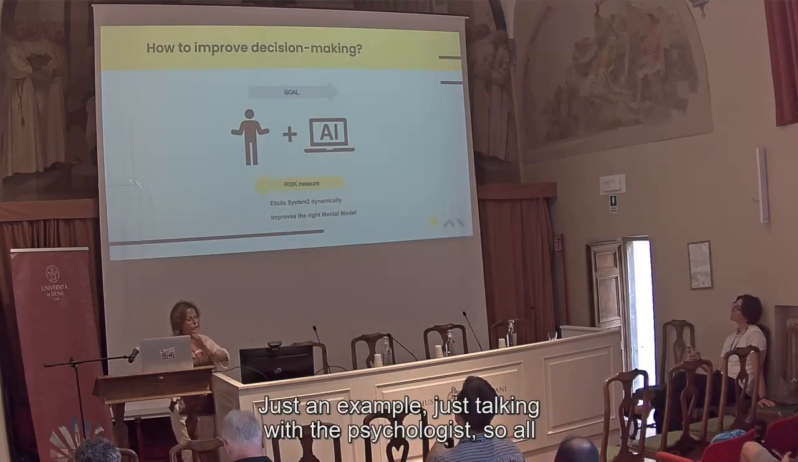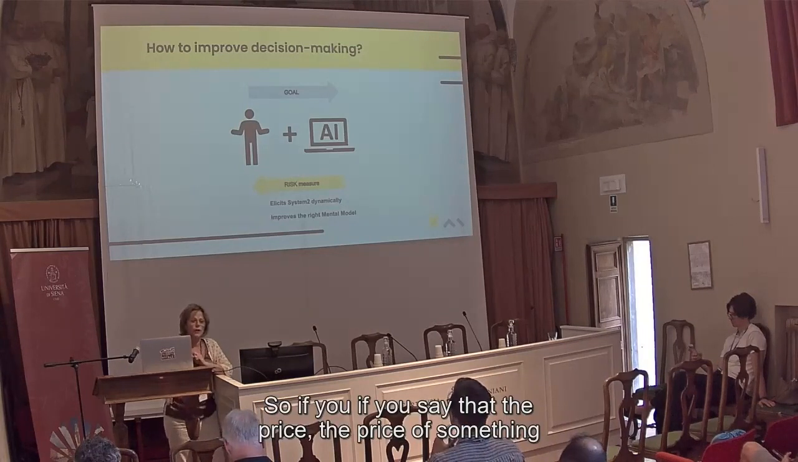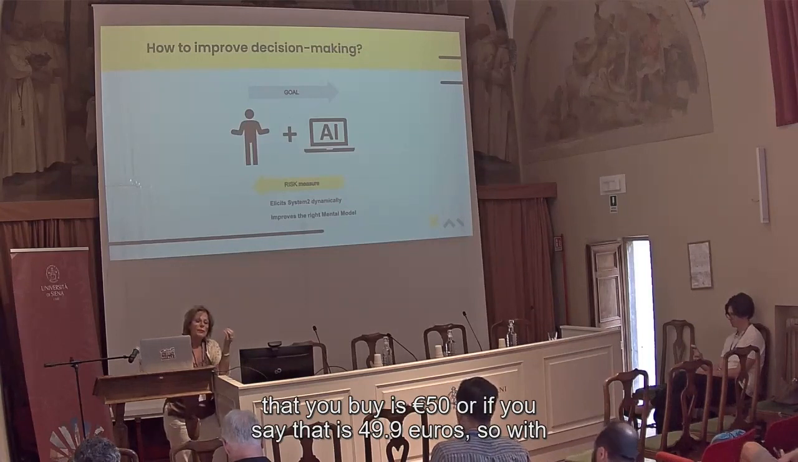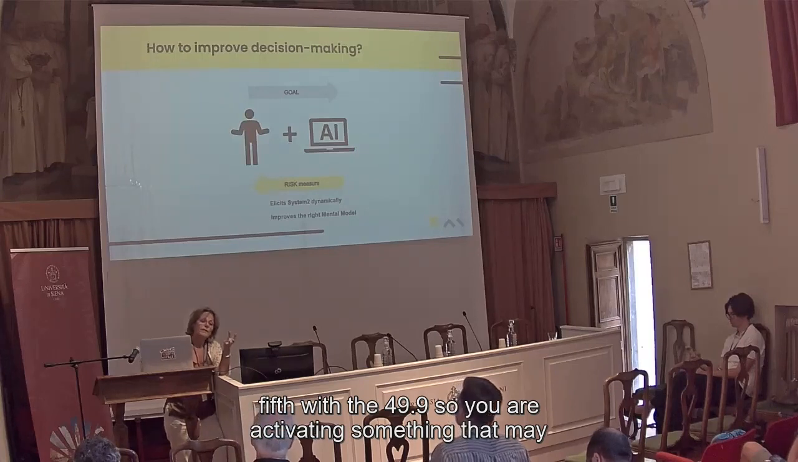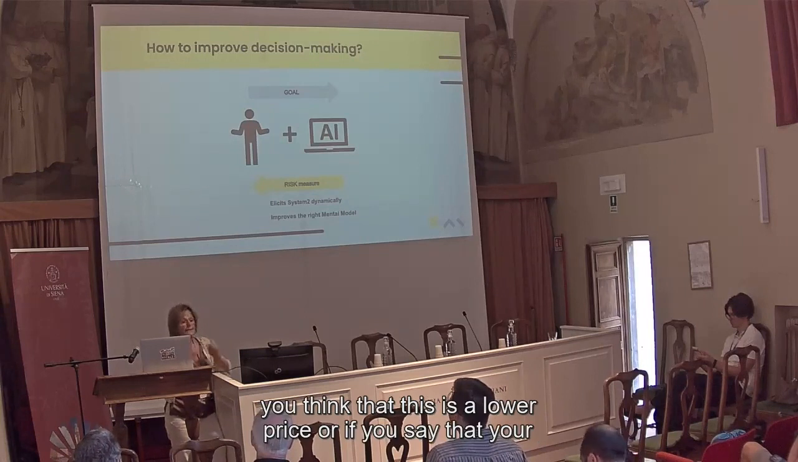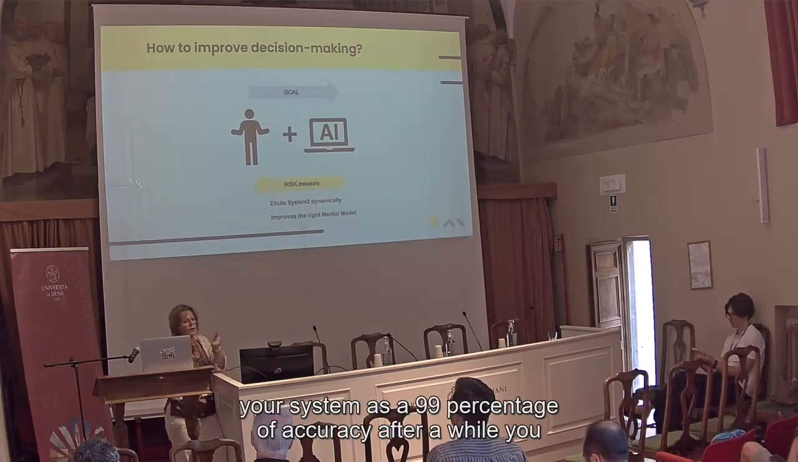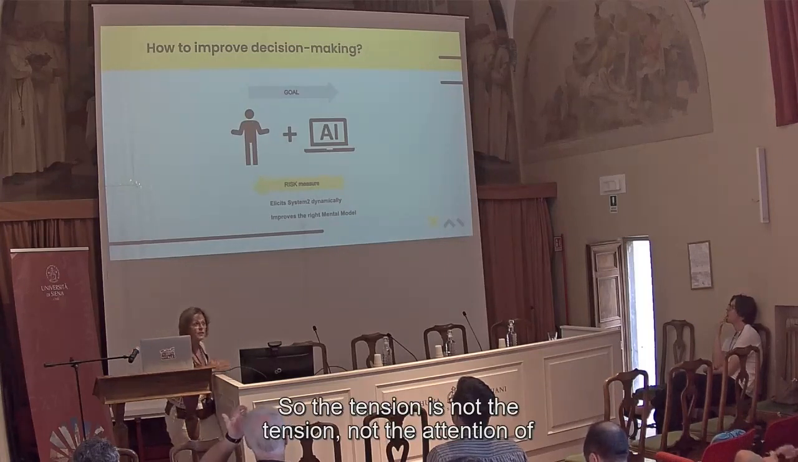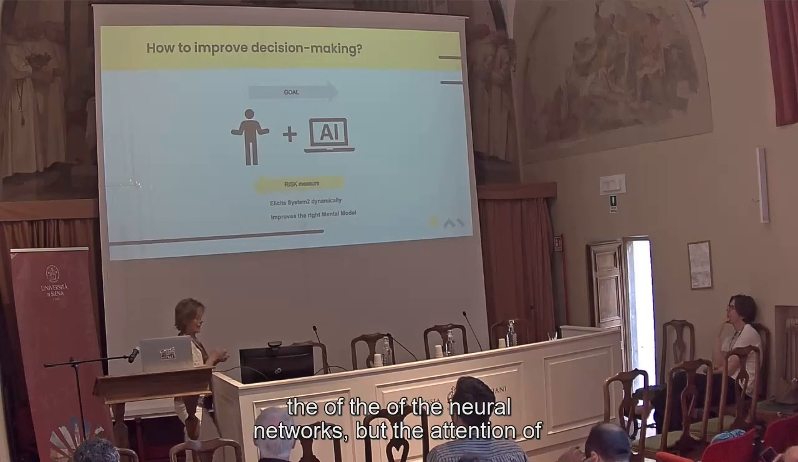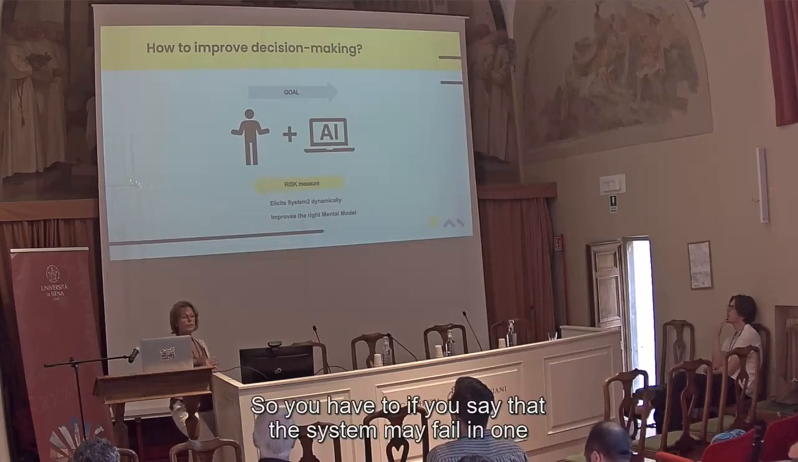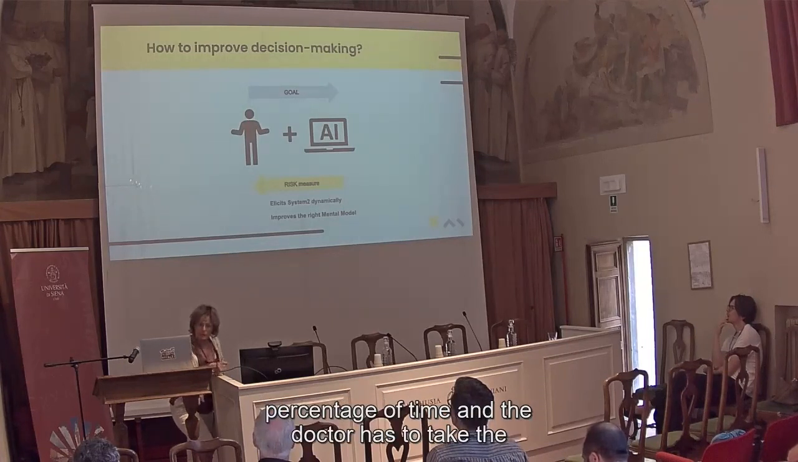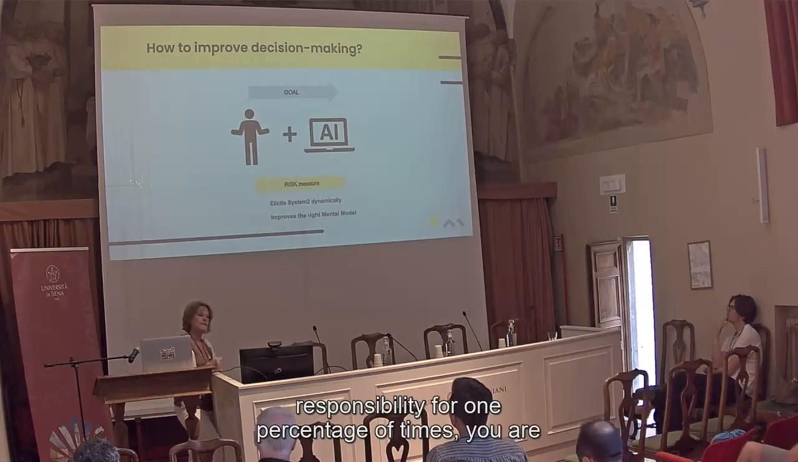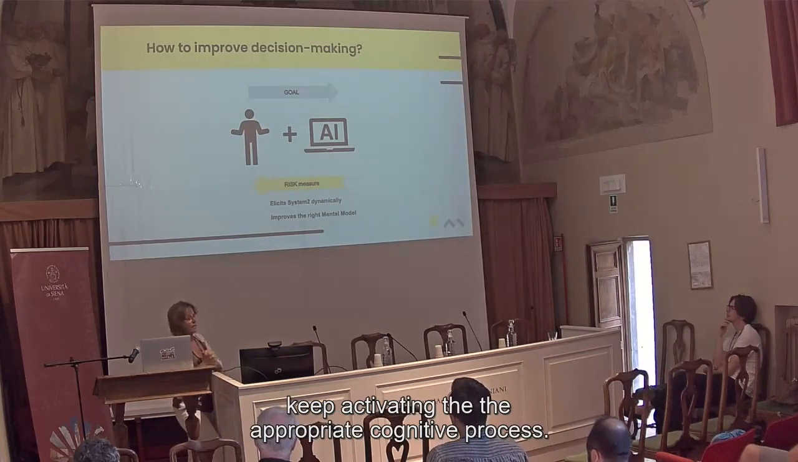Just an example, from talking with a psychologist, or marketing people. If you say that the price of something that you buy is 50 euros, or if you say that it's 49.9 euros, with the 49.9 you are activating something that makes you think that this is a lower price. Or if you say that your system has 99% accuracy, after a while the user is getting bored. It's 99%. The attention of the neural networks is there, but the attention of the users is not there anymore. If you say that the system may fail 1% of the time, and the doctor has to take the responsibility for that 1% of times, you are activating the appropriate cognitive process.